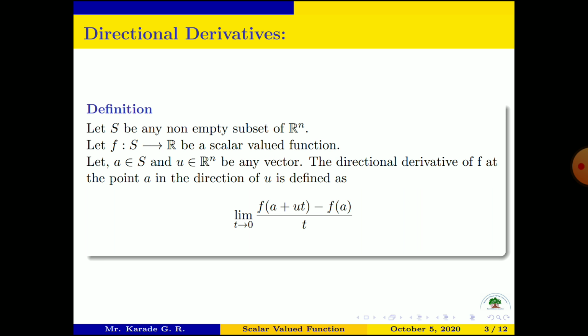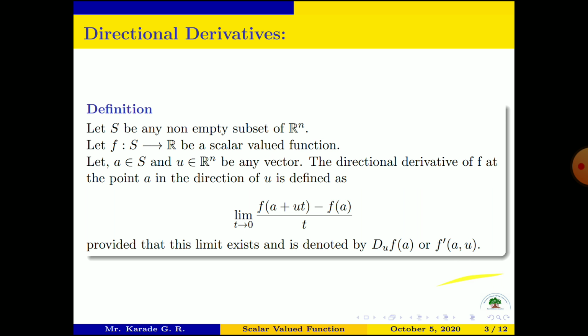So to find the directional derivative at a given point in the given direction, we have to find the value of this limit, provided that this limit exists. It is denoted by D suffix u f of a, or f dash a comma u. These are the two notations to denote the directional derivative at a point in the direction of vector u.